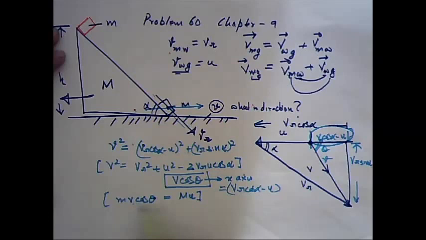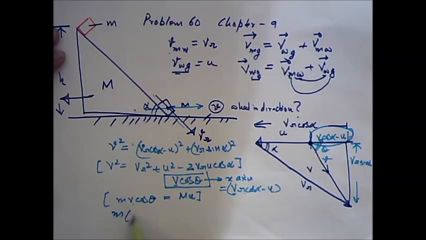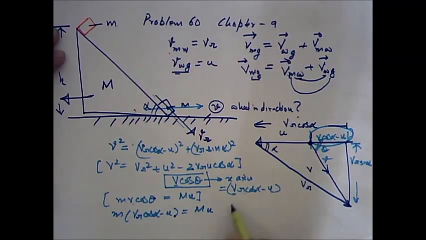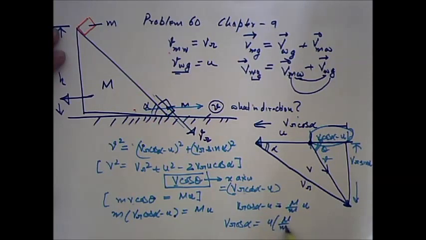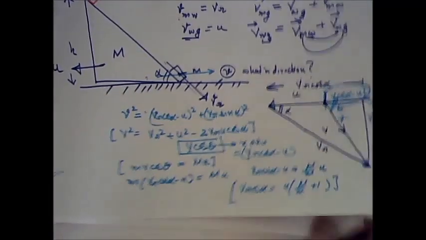What is V cos theta? V cos theta is Vr cos alpha minus U. So m (Vr cos alpha minus U) is equal to M U, or we can write Vr cos alpha minus U is equal to M upon m into U, or Vr cos alpha is equal to U (M upon m plus 1). This is an important result. We are going to use it for solving the remaining part.